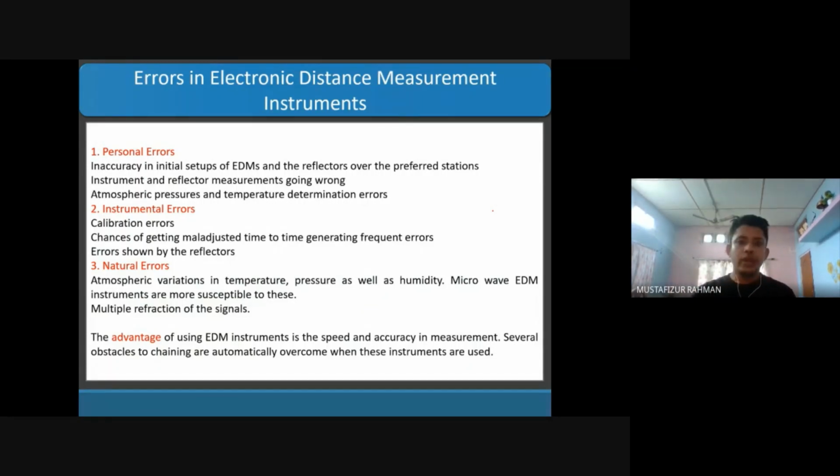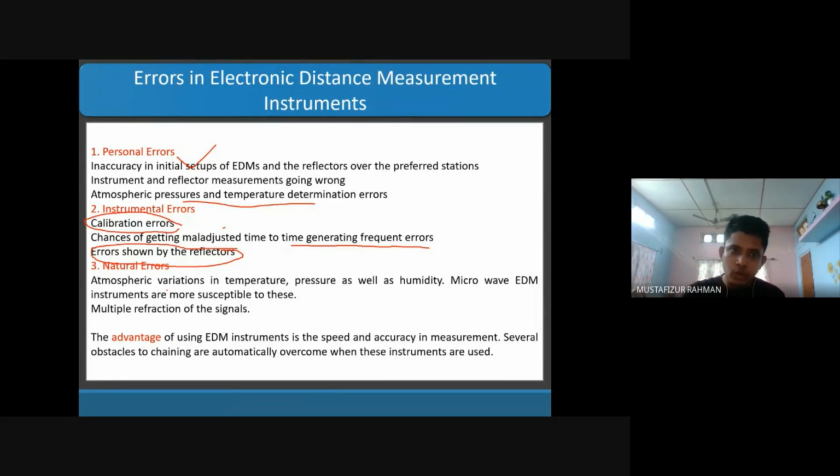So even though we are using electromagnetic distance measurement, we may have some errors there also. There can be personal errors made by us. There may be errors due to atmospheric pressure and temperature, which will influence the waves. There can be instrumental errors, errors due to calibration, errors on the reflectors, and then natural errors, etc.